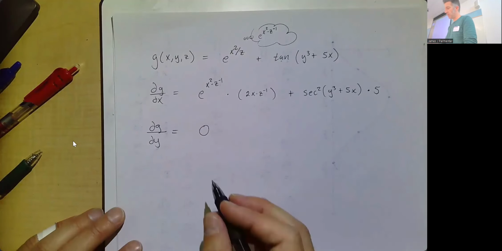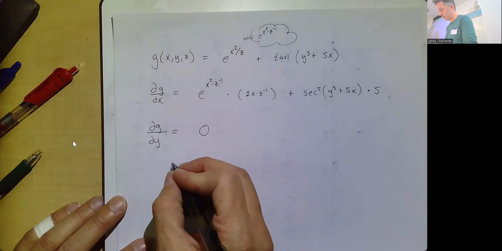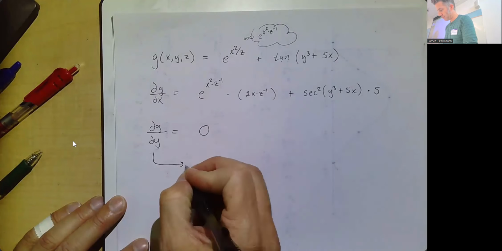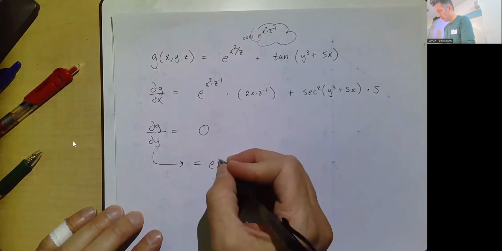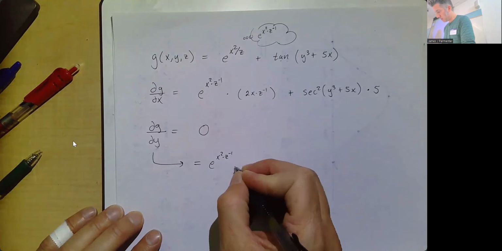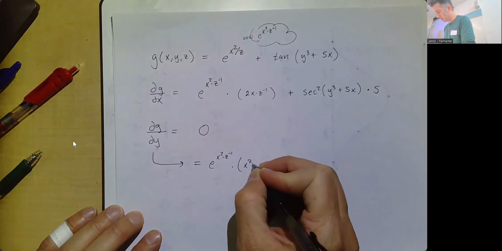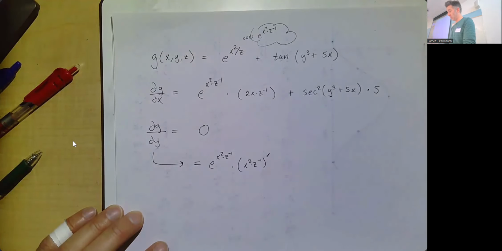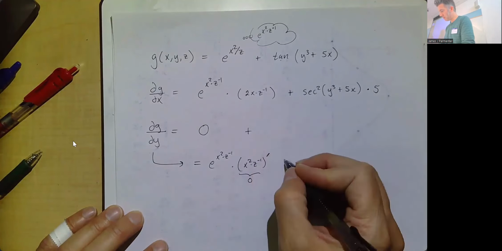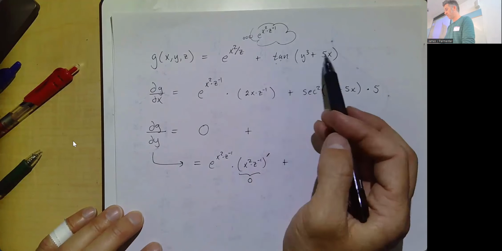Well, let me write it this way. Let's say it this way. What's the derivative of e to the x? What's the derivative of e to the stuff? E to the stuff times, right. So the derivative of e to the stuff is going to be e to the stuff times the derivative of this stuff here, which is 0, exactly. Plus, now we're going to do the derivative of tangent of some other stuff.